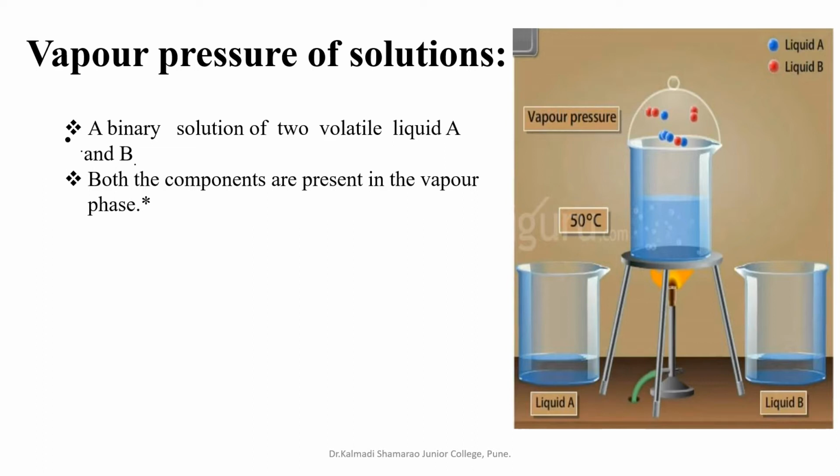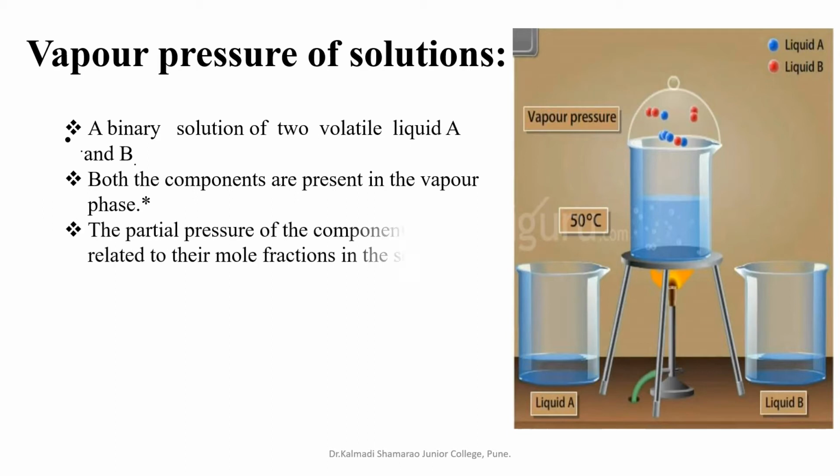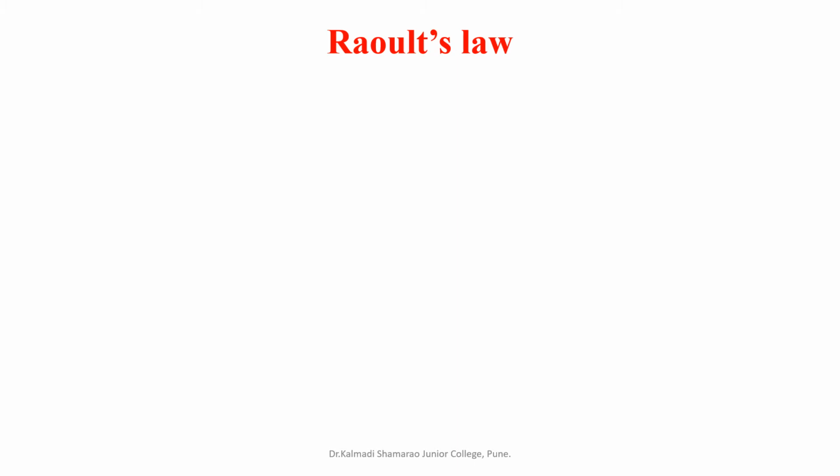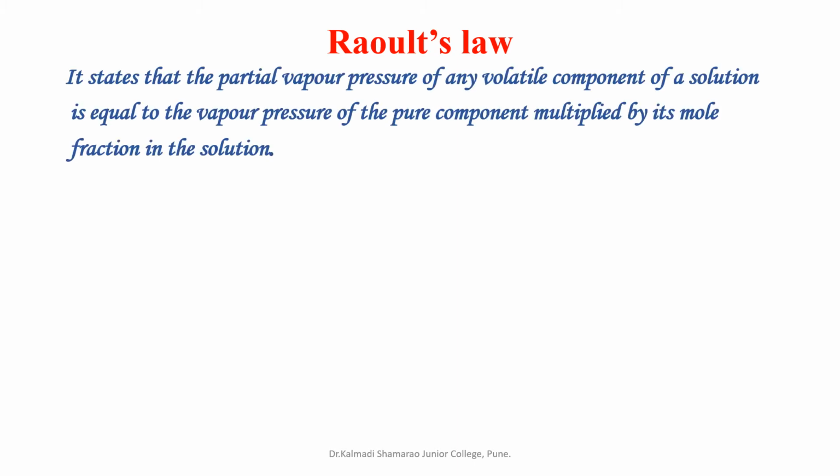Since two components are involved, each component's pressure is a partial pressure and the sum of their pressures will give the total vapor pressure. The partial pressures of the components are related to their mole fractions in the solution. This relationship is given by Raoult's law. Let us see Raoult's law. It states that the partial vapor pressure of any volatile component of a solution is equal to the vapor pressure of the pure component multiplied by its mole fraction in the solution.